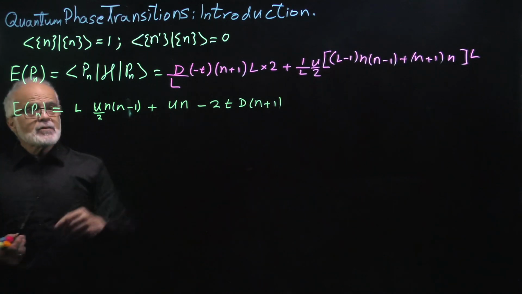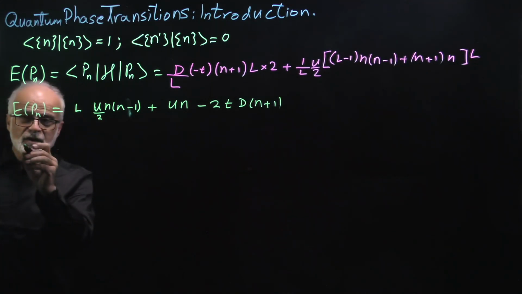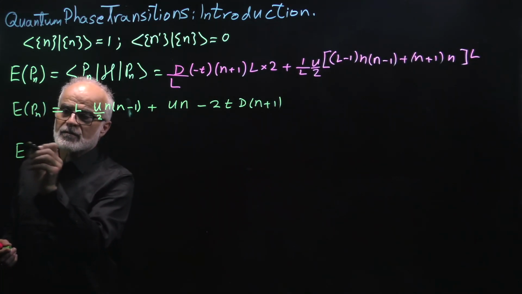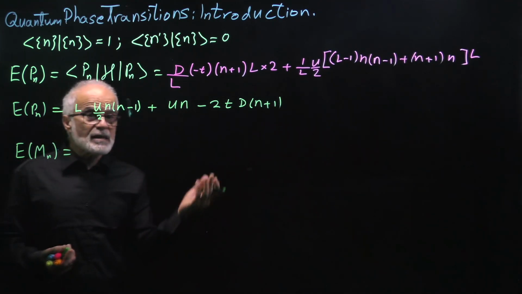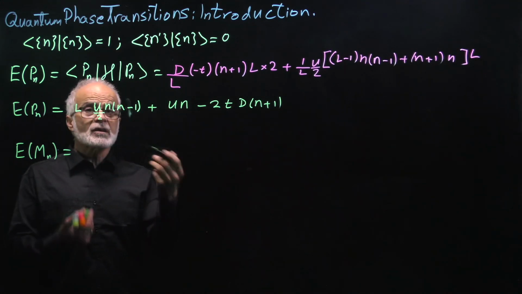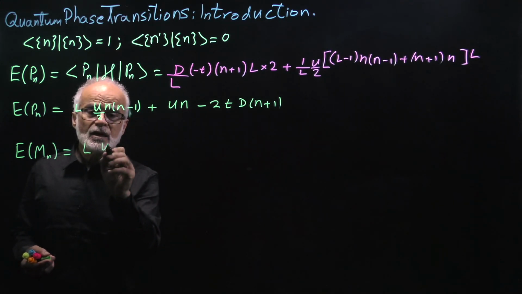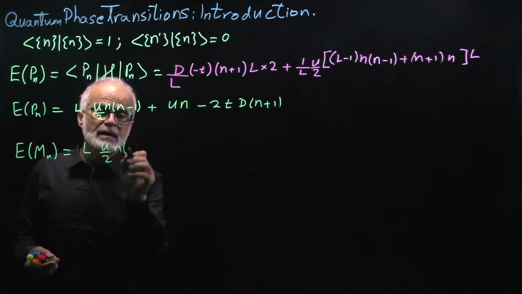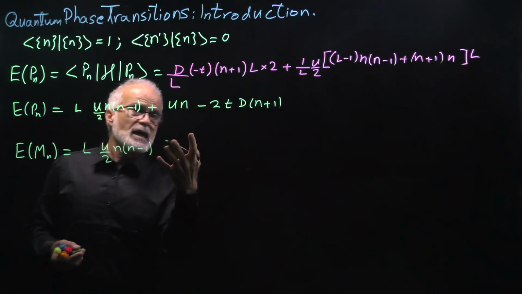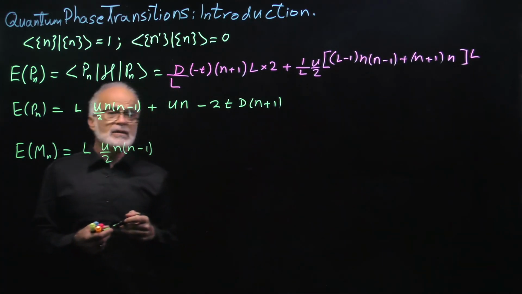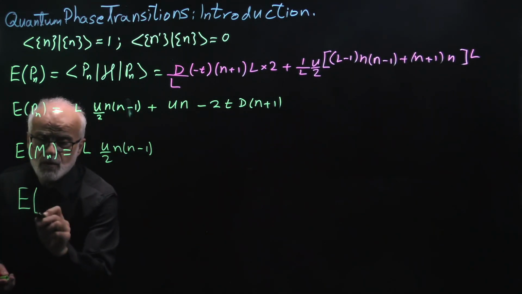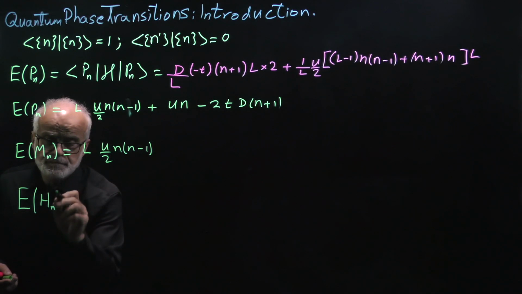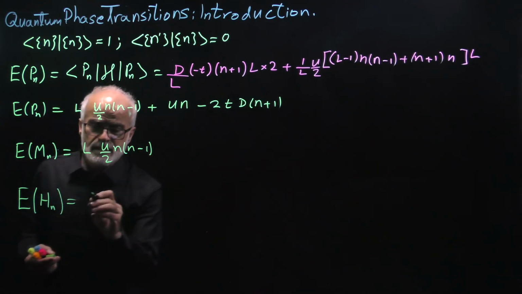In the same way, we can calculate E for the Mott state, E_M of N. Now, in the Mott state, there's no hopping. So in the Mott state, we will only get the L times U over 2 times N times N minus 1, and other contributions are not present. And for the hole doped state, we will get the same term here.